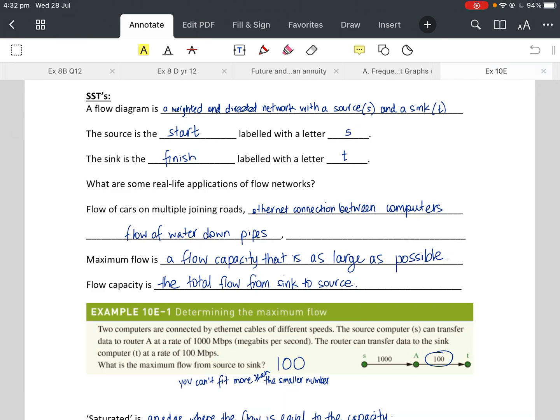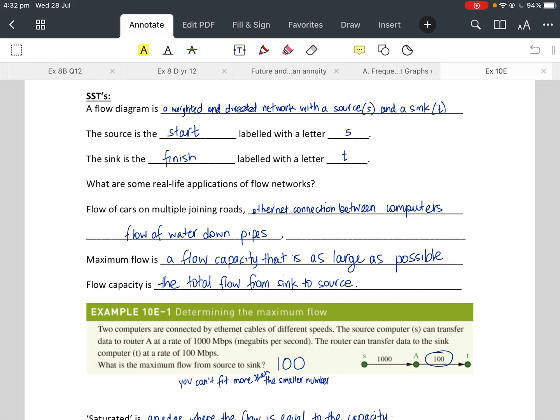It says here the simplest example has only a source and a sink with one edge between them. That's in the textbook, one line pretty much, with the 1,000 on it. This network could represent two computers with a gigabyte Ethernet connection between them, where data can flow from computer S to computer T at a rate of up to 1,000 megabits per second. The network gives the capacities of each connection, but how much can actually flow from the source to the sink? Well, this is called the maximum flow or the flow capacity.